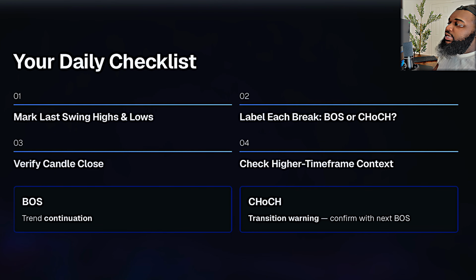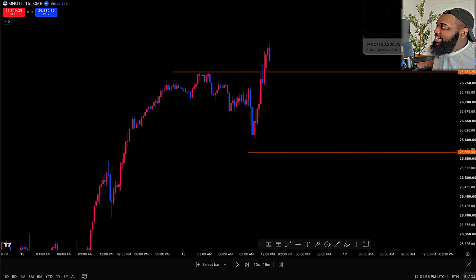Next thing that you want to do is make sure that the body close is above or below the line that you put. And then the last thing that you want to check is to make sure that there's a high time frame context, which goes directly into the strategy that I'm gonna show you guys. Are y'all ready? Let's just take this back a little bit.